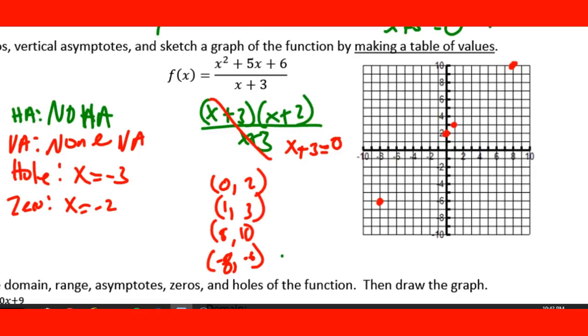Remember, there's a hole, though. There's a hole at x equals negative 3. If I plug in negative 3, negative 3 plus 2 is negative 1. That's where the hole is. That's your hole. So there's a hole right here. Well, here, let me sketch the line real quick.